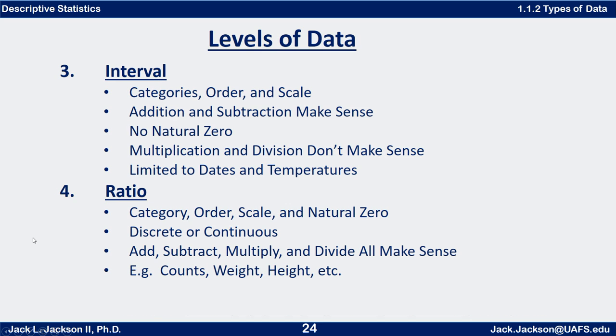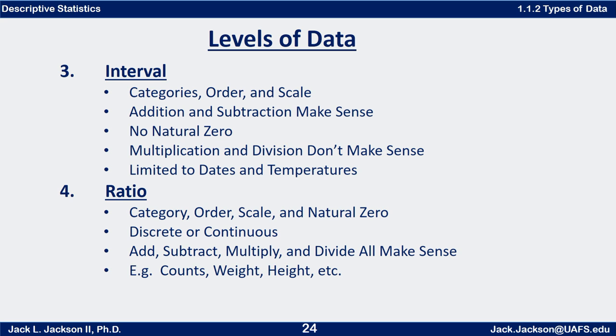If we go higher, though, interval has categories, order, but it also has scale to it. In this case, addition and subtraction make sense. Okay, but to contrast that with ratio, there's no natural zero, so multiplication and division don't make sense. And really, the only things I know of that are interval data would be dates and temperatures. See, when you have a temperature of 0 is somewhat arbitrary. 0 degrees Fahrenheit and 0 degrees Celsius are two different temperatures. They don't mean zero energy, or zero heat energy, or zero vibration.